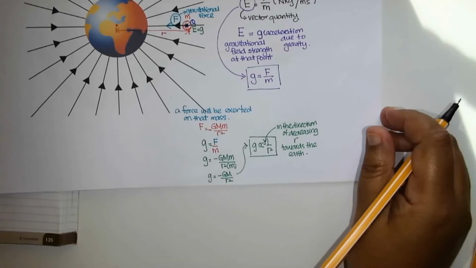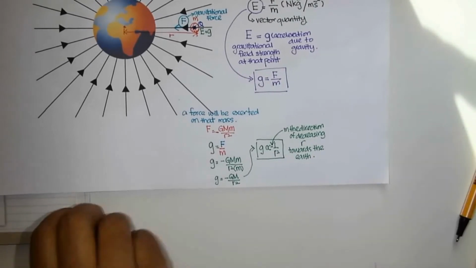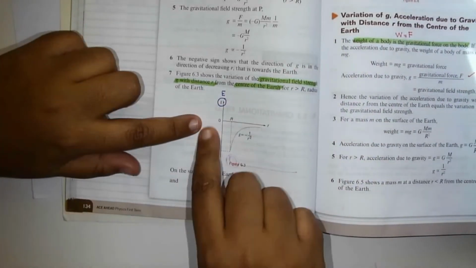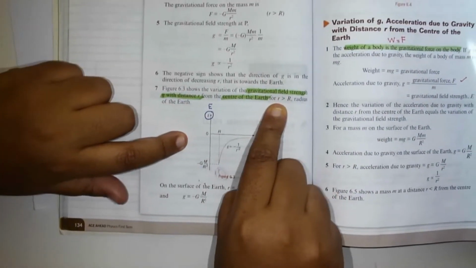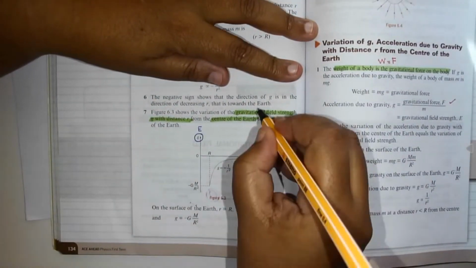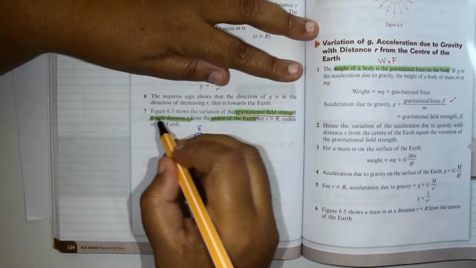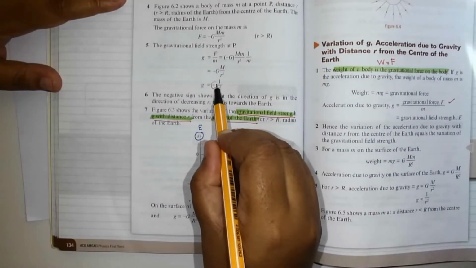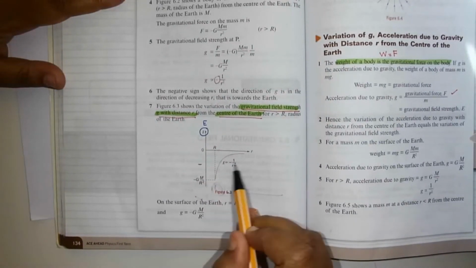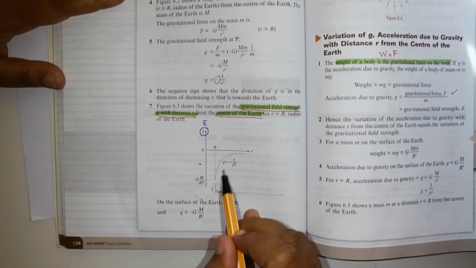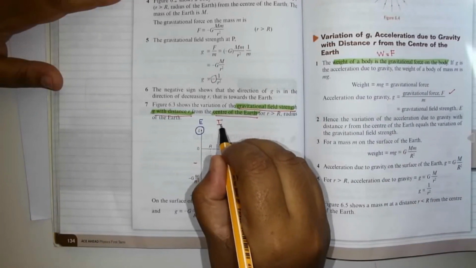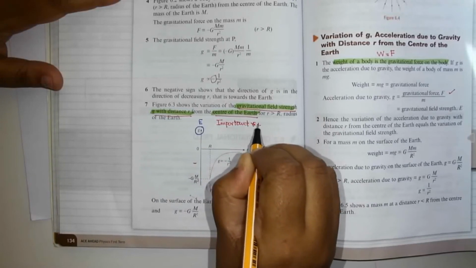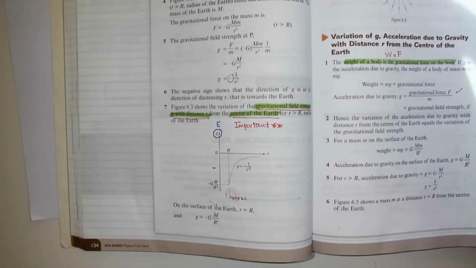Alright, if you look at your textbook, turn to page 134. You will notice this is a graph of gravitational field strength with distance R from the center of the earth. Because there's a negative, you will notice it's in the negative field, so you get the shape of the graph in such a way. This graph is a very, very important graph to remember. So please remember this graph.